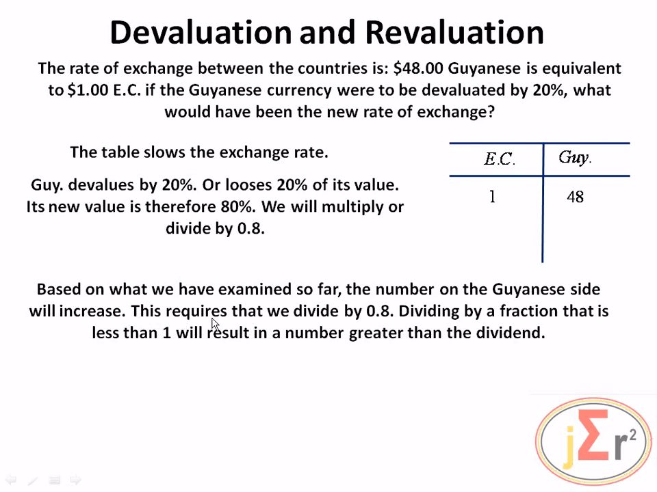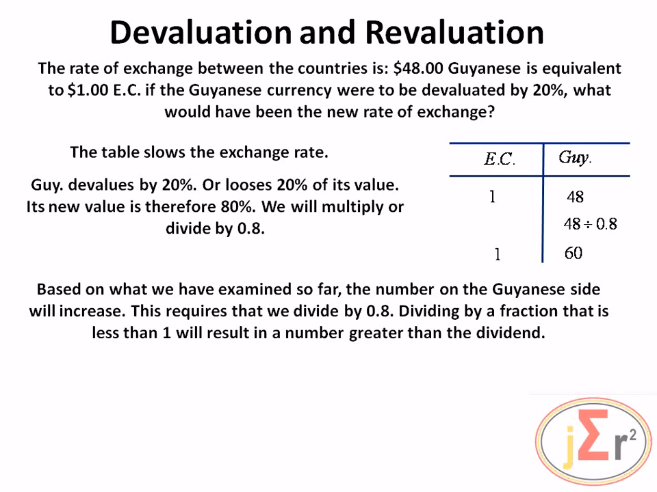So this requires that we divide by 0.8. There's a fraction that we are going to be using as our rate. If we need a larger number, do we multiply or divide by 0.8? We divide by 0.8, because by dividing by 0.8, we are dividing by a number that is a fraction that is less than 1. And that will cause the quotient to be greater than the dividend.